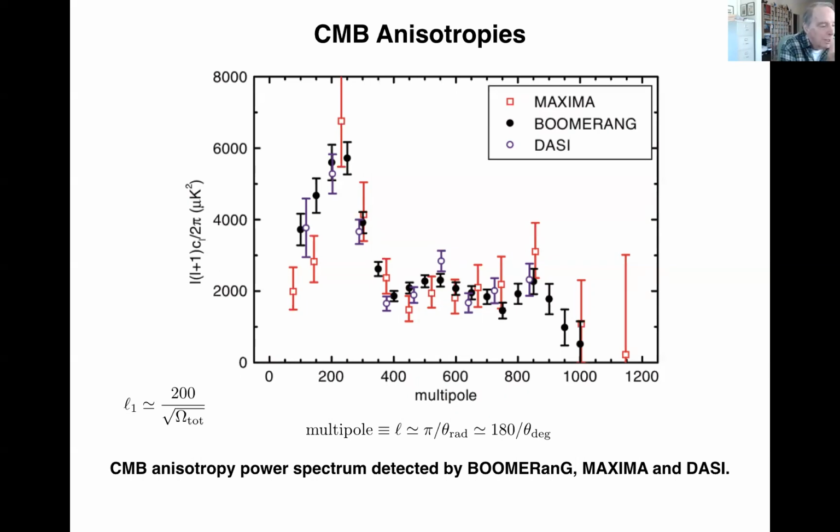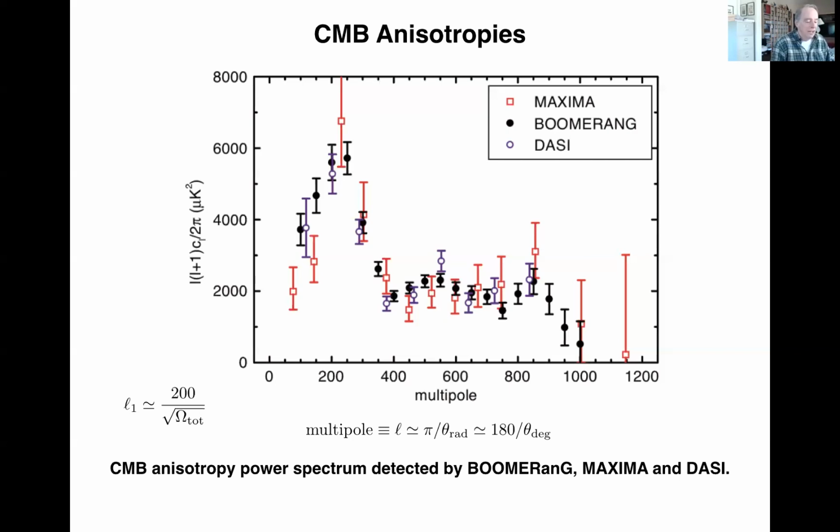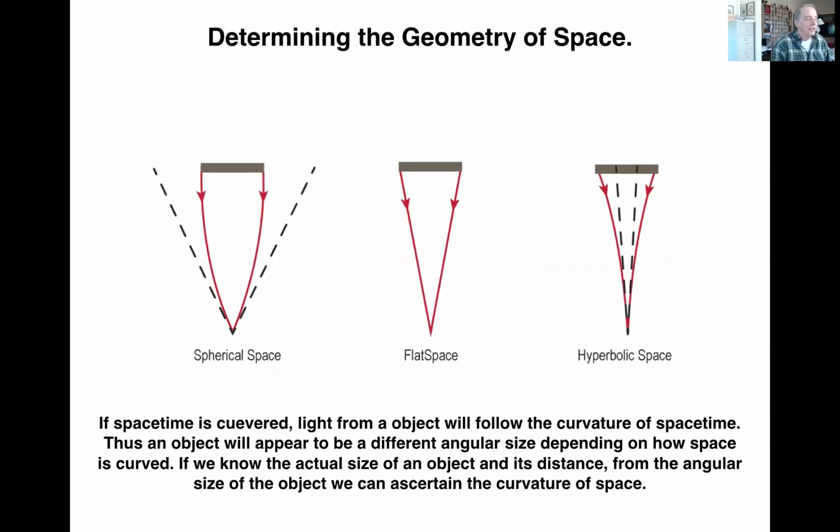Well, of course, COBE wasn't able to resolve the structure at the degree and the fraction of a degree level of resolution, but Boomerang and Maxima and Desai were able to. And this peak, this first peak, indicates the angular size of this thing. That first peak, where it is, tells you what that angle is, where those two propagating photons meet.